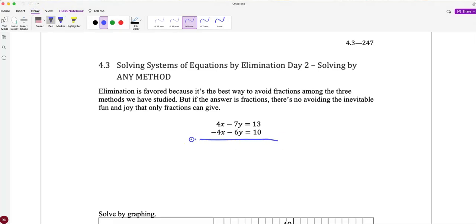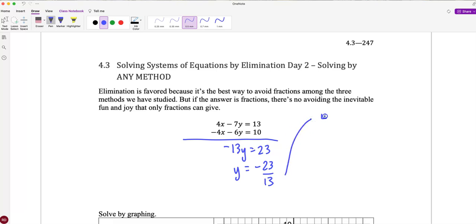So this one is really clear. All I really need to do is add these equations. You get negative 13y equals 23. So y is going to be negative 23 over 13. Okay, so I did get a fraction, but I didn't have to work with fractions. But I do have to work with fractions to figure out what x is.